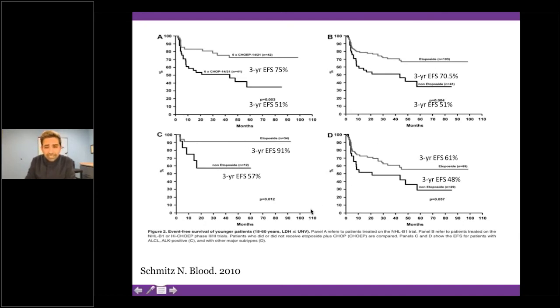As you can see, addition of etoposide did add some benefit, but all of these trials included patients who were younger than 60, and LDH, which is a parameter we measure in our blood that shows us how aggressive a disease could be, had to be normal. So what we started doing after this study is that anybody who was younger than 60 and with normal LDH, we would add etoposide to CHOP.